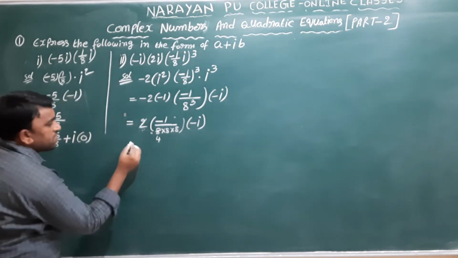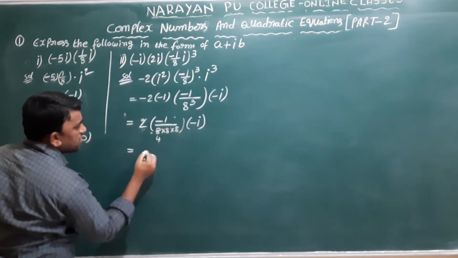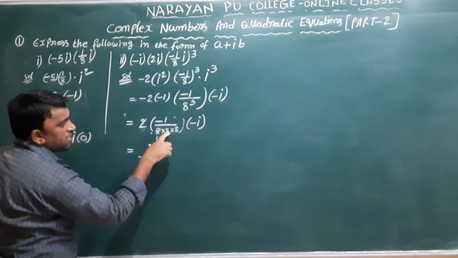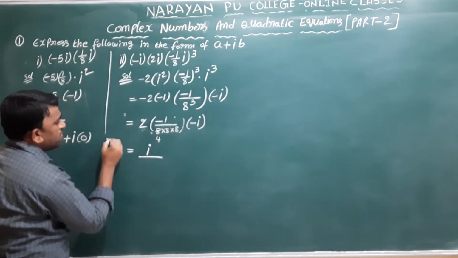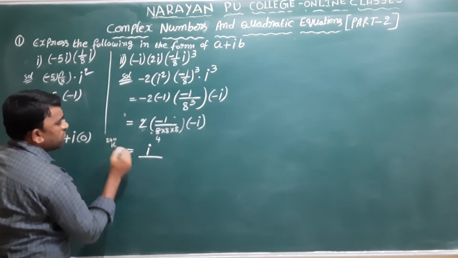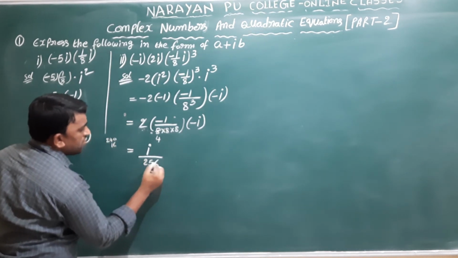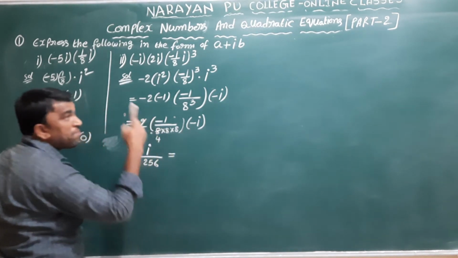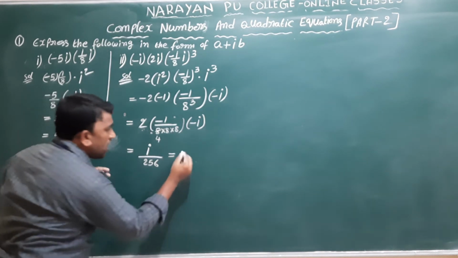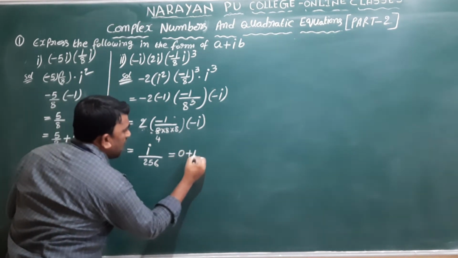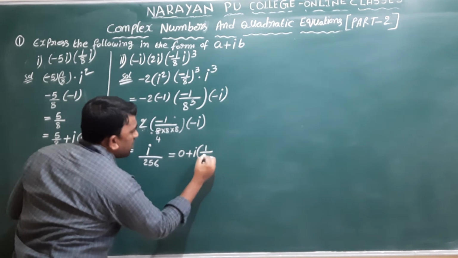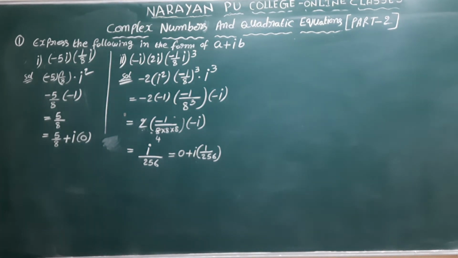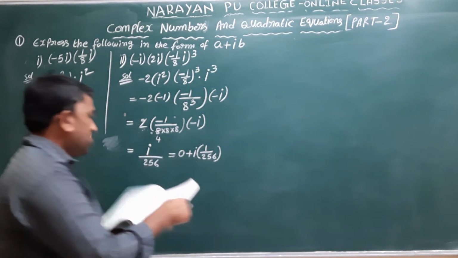2 and 4 cancel. Minus 1 into minus i is plus i divided by 4 8s, 32 into 8, 256. So i divided by 256. This we can write in the form of a plus ib. Is there any real part here? No. We can write 0 plus i into 1 divided by 256. Otherwise you can write i divided by 256 also. So next example.